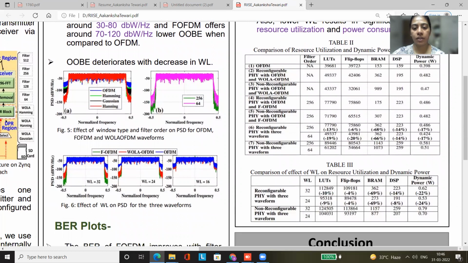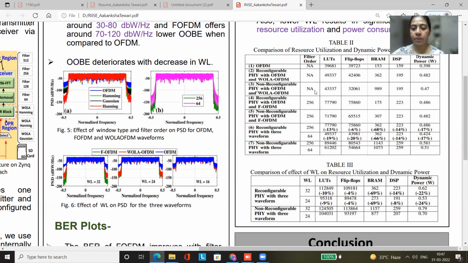Architectures 2 and 3 are reconfigurable and non-reconfigurable architectures containing OFDM and VOLA OFDM waveforms. VOLA OFDM is demonstrated with 4 types of windows. So we can see that in the non-reconfigurable architecture, the BRAM utilization is much higher since these windows are implemented in parallel and they require more on-chip memory for storing the window coefficients. Similarly, the reconfigurable architecture has more LUT and flip-flop requirements to implement the DPR functionality.